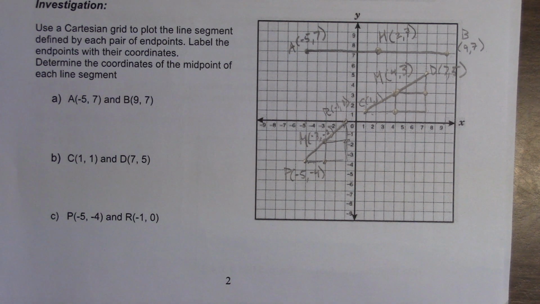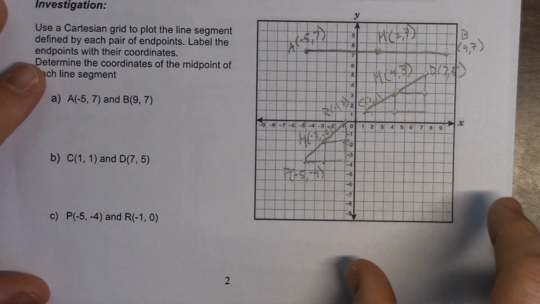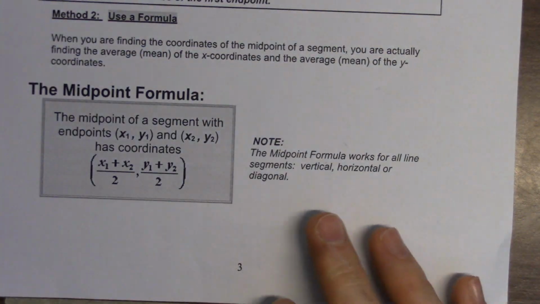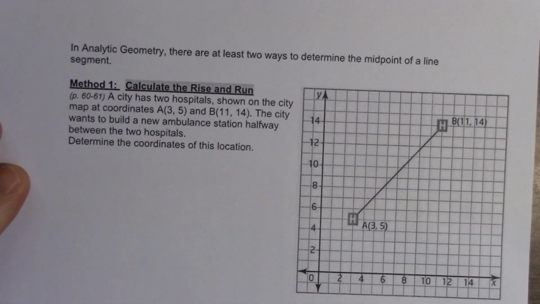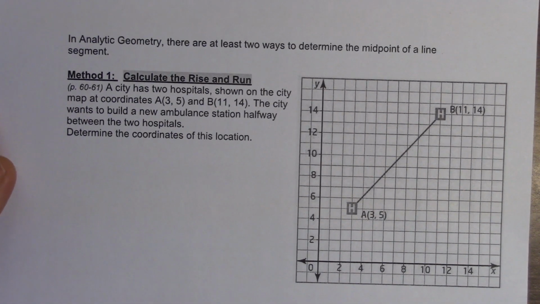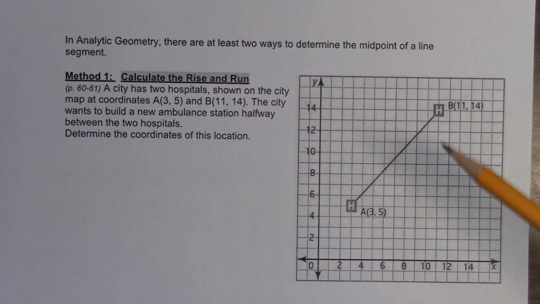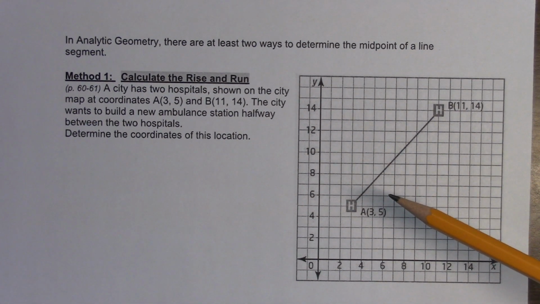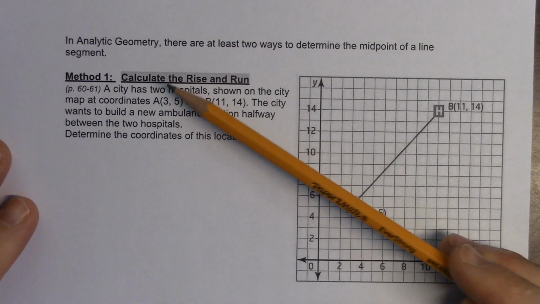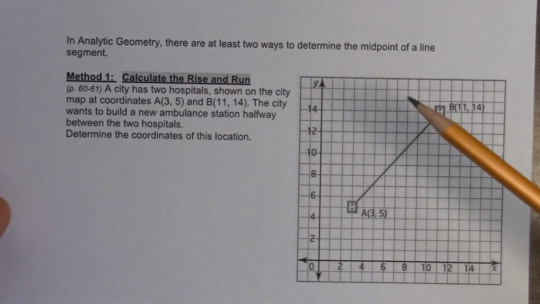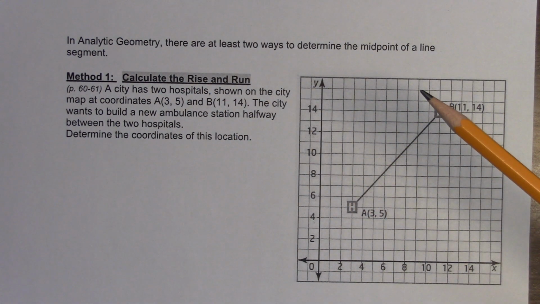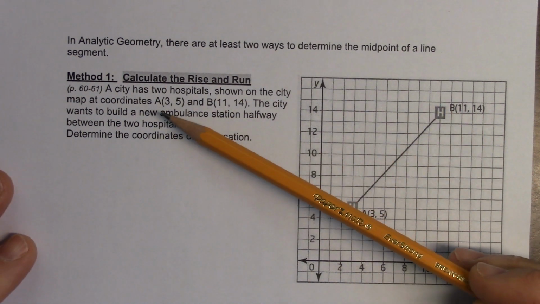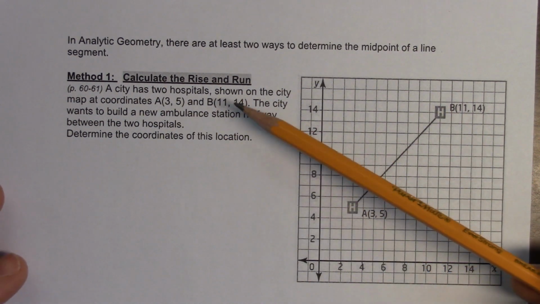Now that's all fine and dandy if we have a Cartesian plane, but I don't know if you guys are like me, I hate graphing. It's not fun, it takes a lot of work, it takes a lot of artistic measure to draw them nice and neat, a lot of patience. So we're going to try and find it algebraically. So it says, in analytic geometry, there are at least 2 ways to determine the midpoint of a line segment. So the first method, we're going to calculate the rise and run.